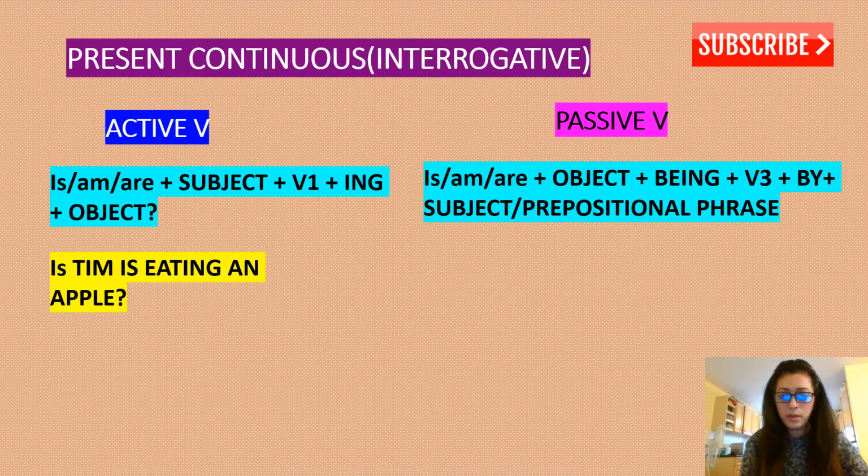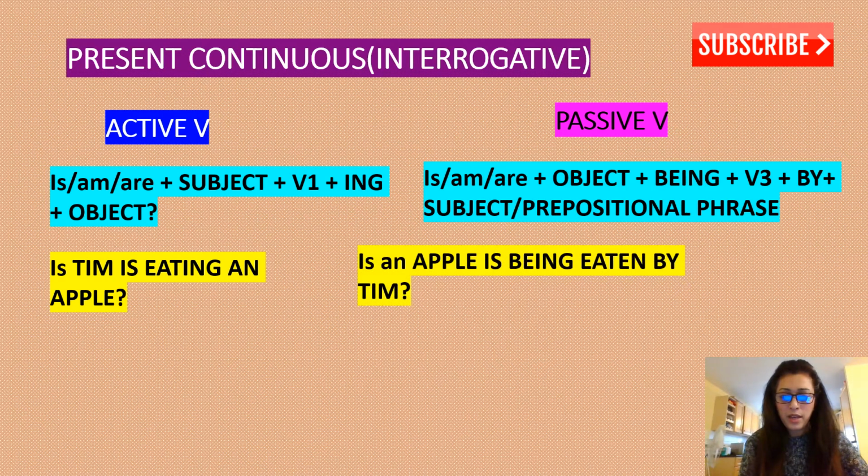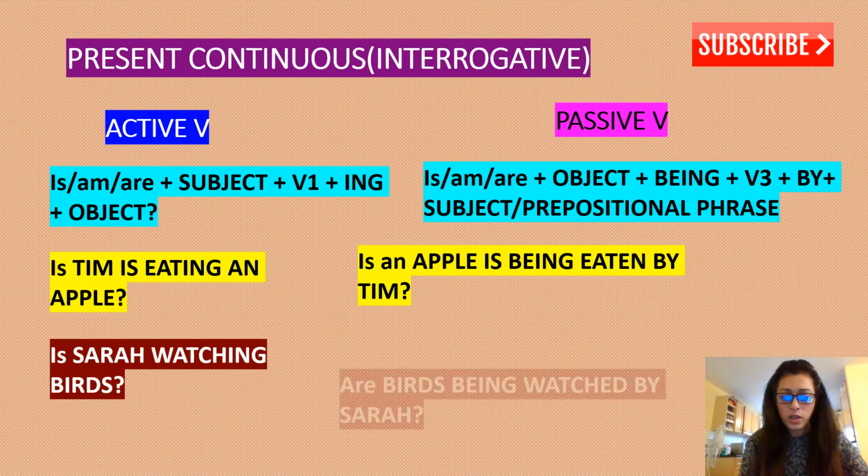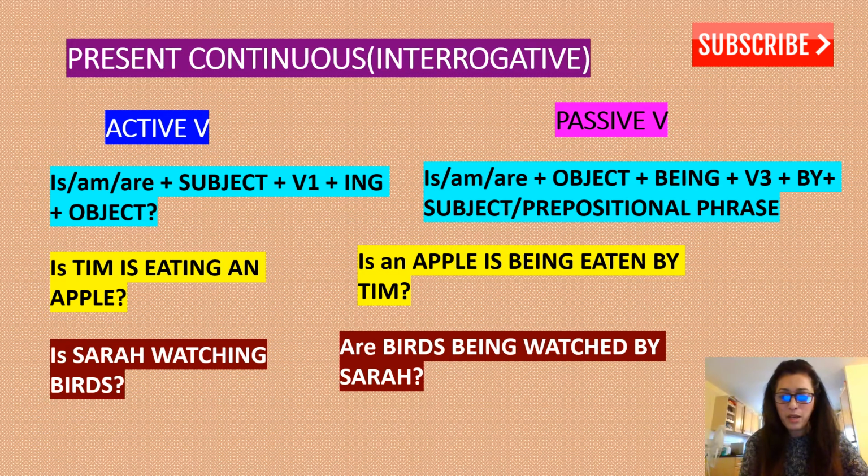So the example again changes into, is Tim eating an apple? Is an apple being eaten by Tim? So please remove the extra "is" after apple and Tim. So the correct sentence is, is Tim eating an apple? Is an apple being eaten by Tim? Is Sarah watching birds? Are birds being watched by Sarah?